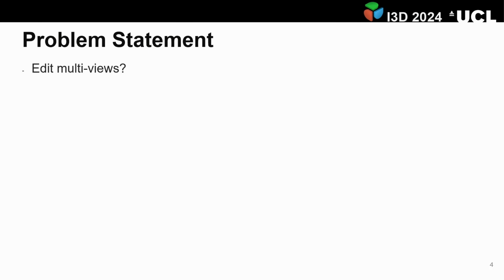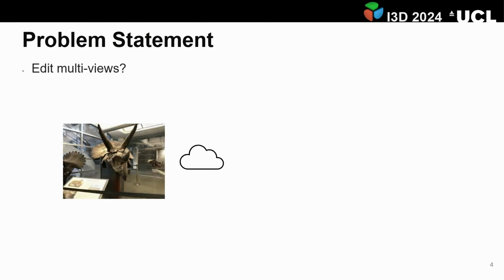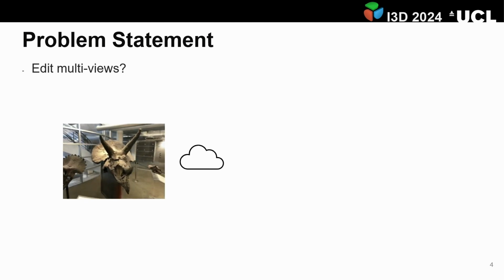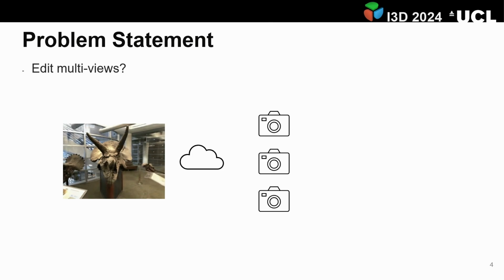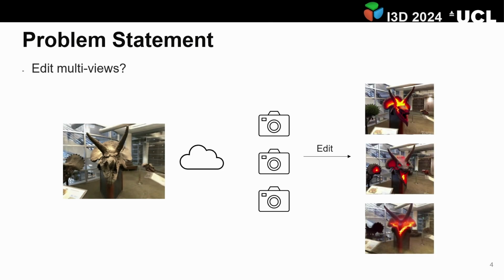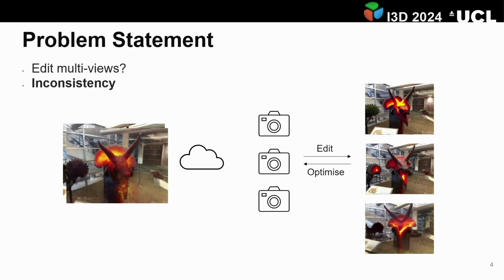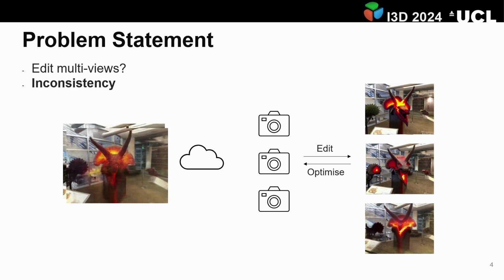So can we edit multiple views? For example, given a radiance field asset, we can take 3 views and edit them to fire dragons. But we can see it will lead to inconsistent edited results. If we use these edited views to optimize the NeRF, it will lead to an updated NeRF with inconsistent views, and it will also lead to floater issues. So our method can solve these challenges.